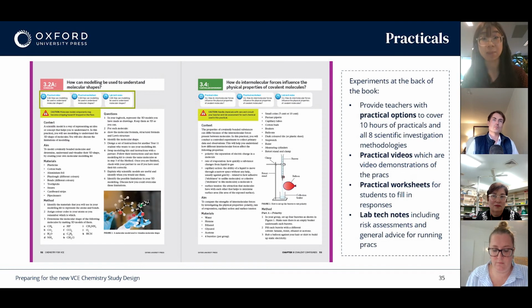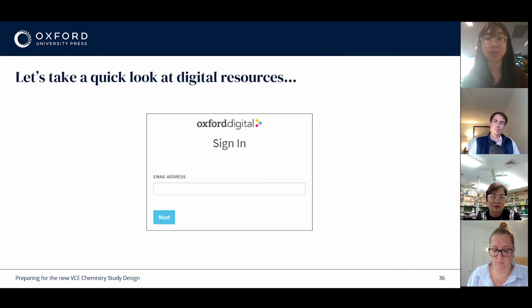As I mentioned, experiments are at the back of the book. We've included a range of prac options for you to select from in order to satisfy that 10 hours of pracs per unit. And we've covered all of the 8 scientific investigation methodologies. Each prac also comes with a demonstration video, editable worksheets for students to use, and lab tech notes and risk assessments with general advice for running the pracs. These will all be available via our digital platform, which I will give you a really quick walkthrough now.